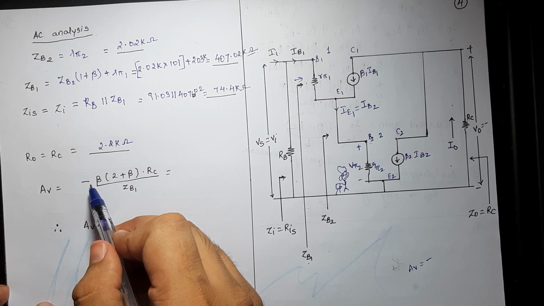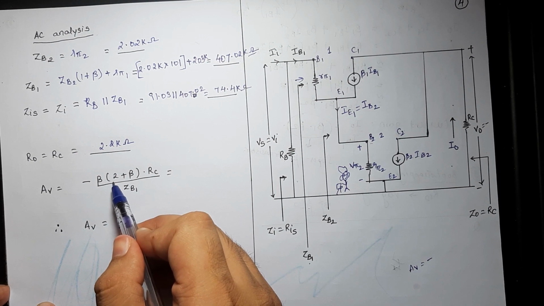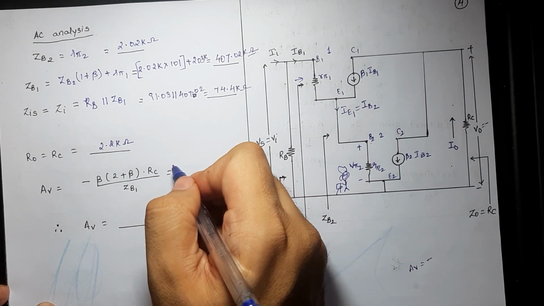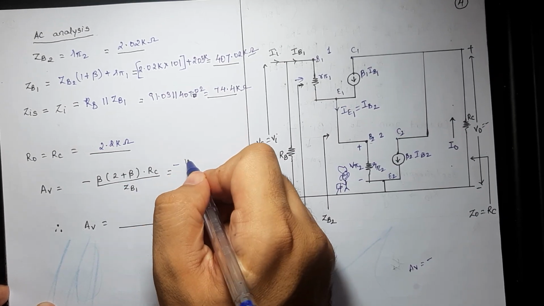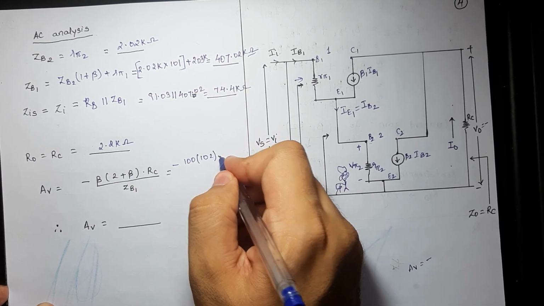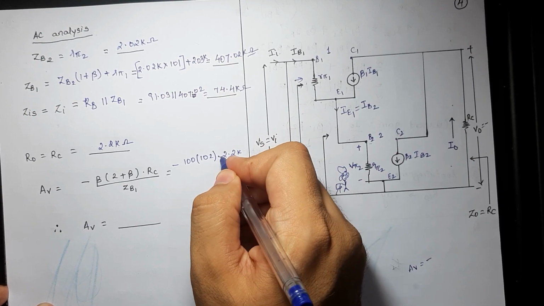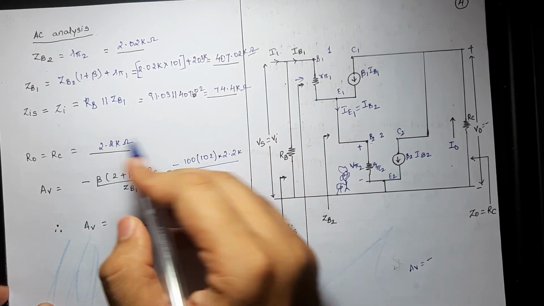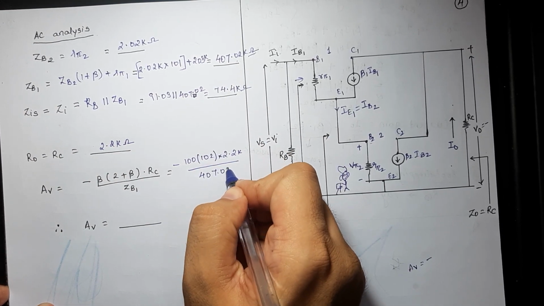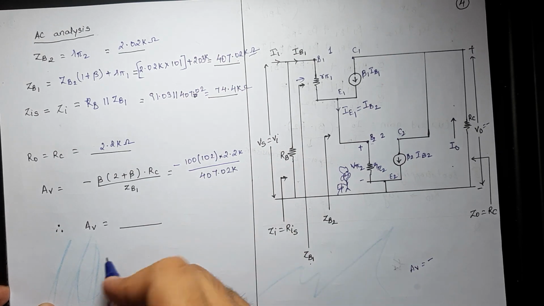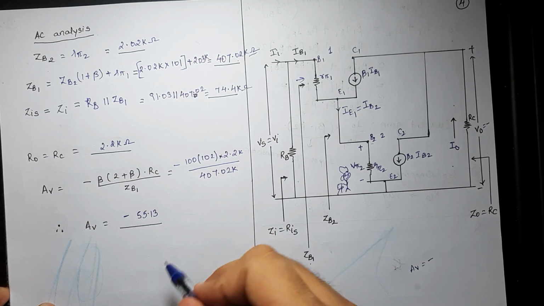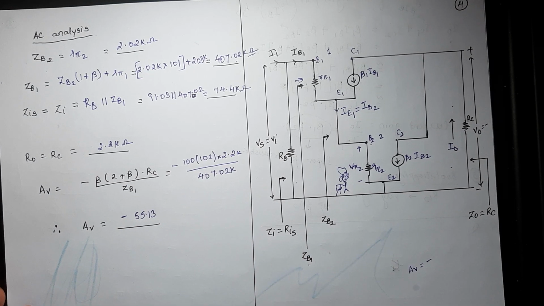It is nothing but minus of beta into twice of beta, 2 plus beta into RC upon ZB1, which is given by minus beta is 100 into 100 plus 2, it's 102 into 2.2k, upon ZB1 I have received it as 407.02k, the value of which I have received is minus 55.03. This is the gain of a Darlington pair configuration, the voltage gain, as I was saying.